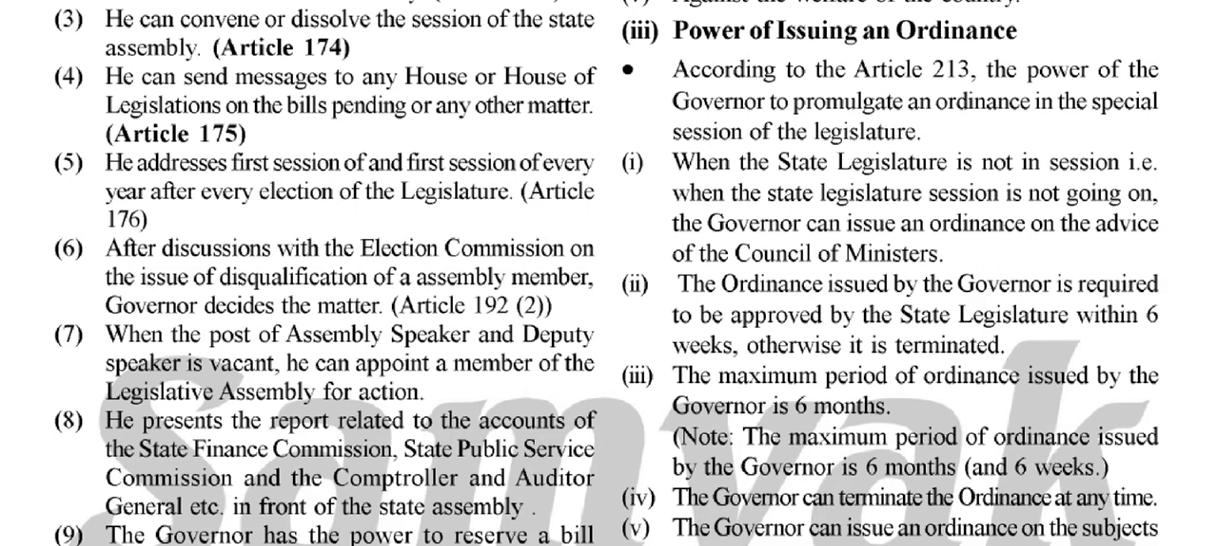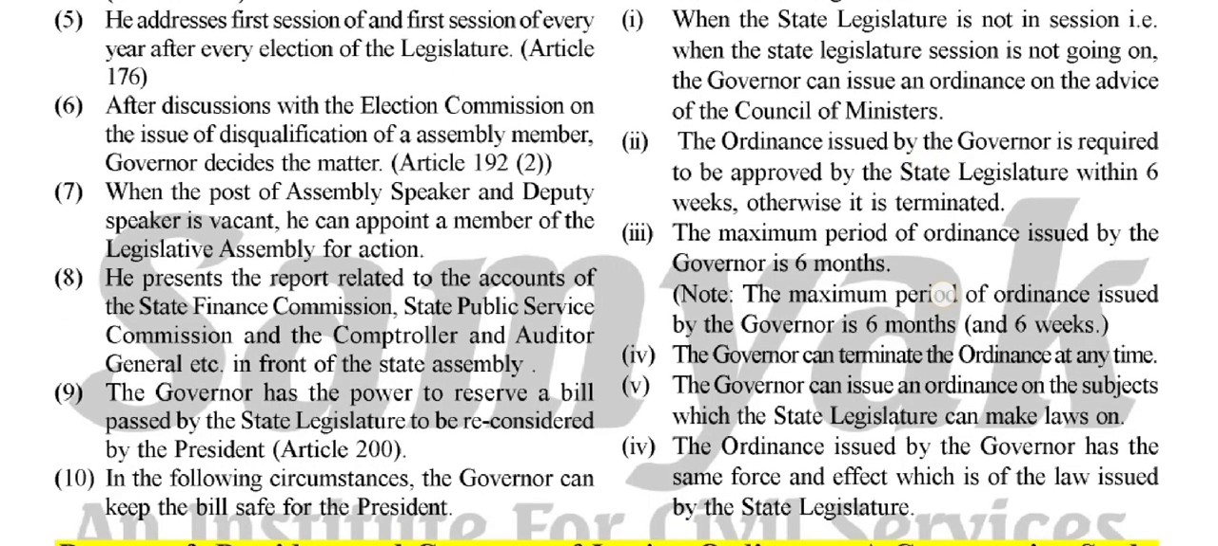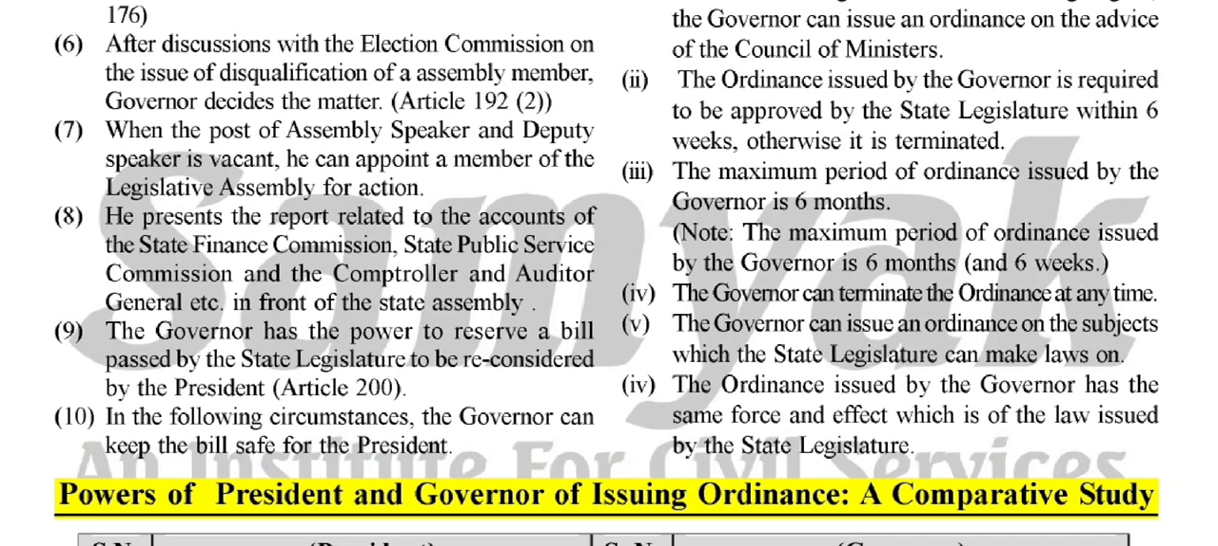Article 176. After discussion with the election commission on the issue of disqualification of an assembly member, the governor decides the matter. Article 192 clause 2. When the post of the assembly speaker and the deputy speaker is vacant, he can appoint a member of the legislative assembly for action. He presents the reports related to the accounts of the State Finance Commission, State Public Service Commission, and the Comptroller and Auditor General etc. in front of the State Assembly.